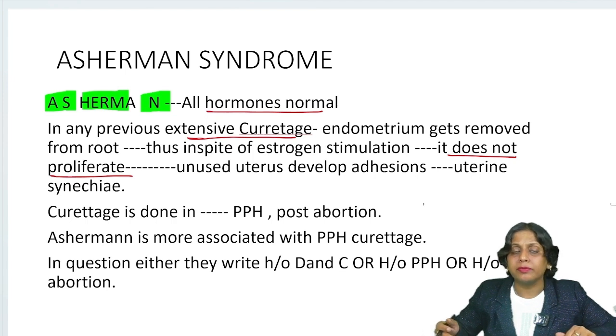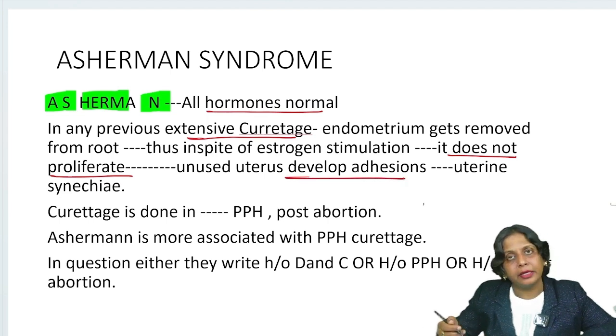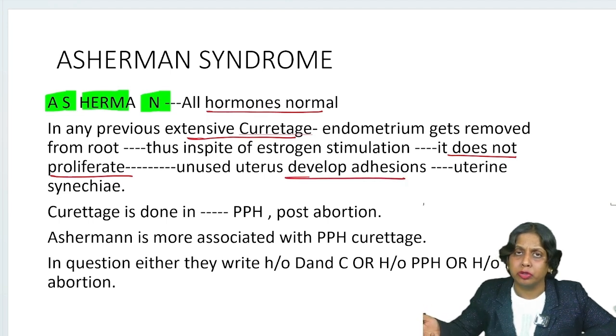And now, because the uterus is unused, the uterus is not doing any function, the endometrium is not proliferating, so now the uterus develops adhesions. Same like in our unused rooms we develop cobwebs, right?